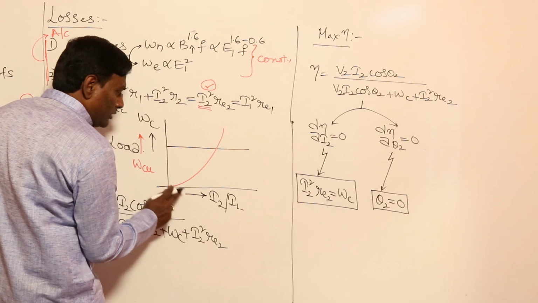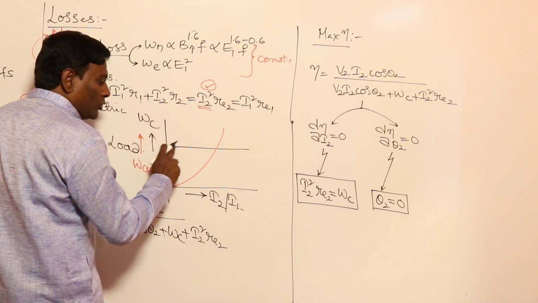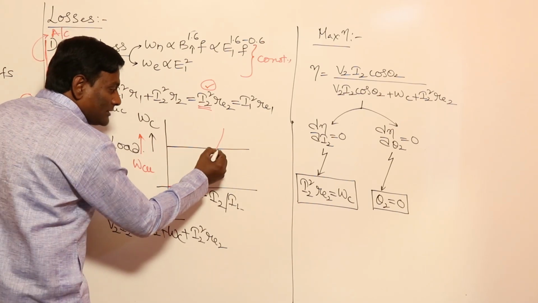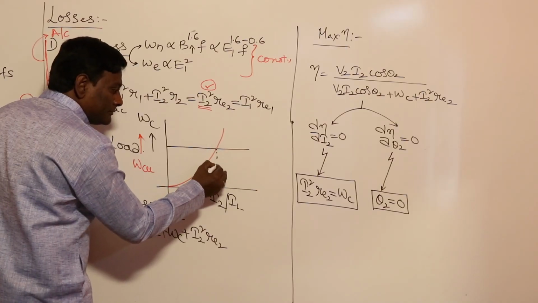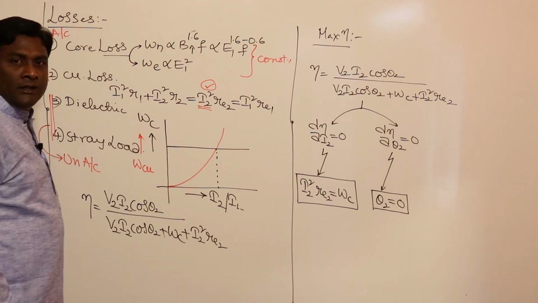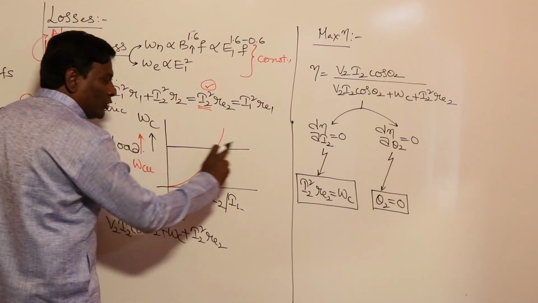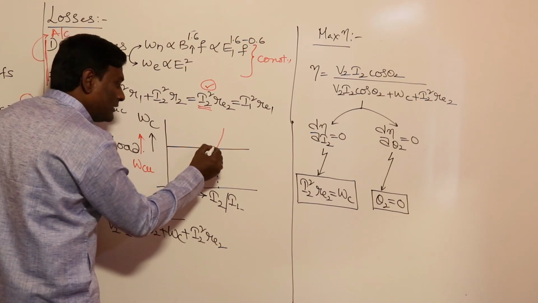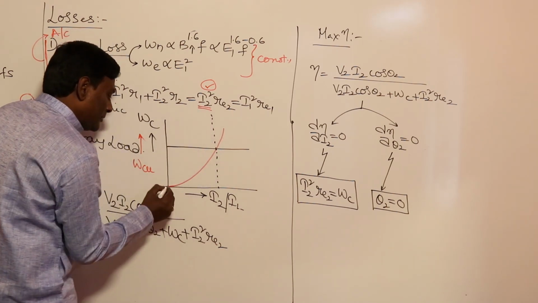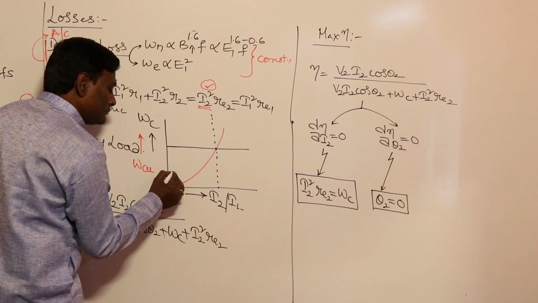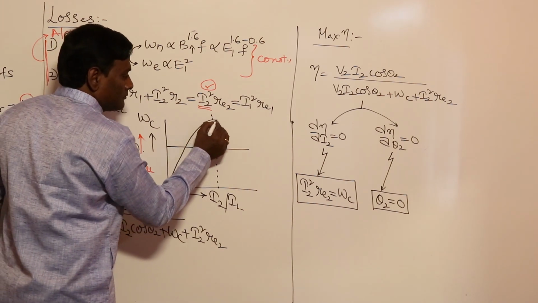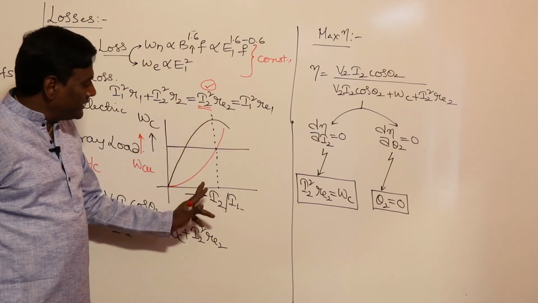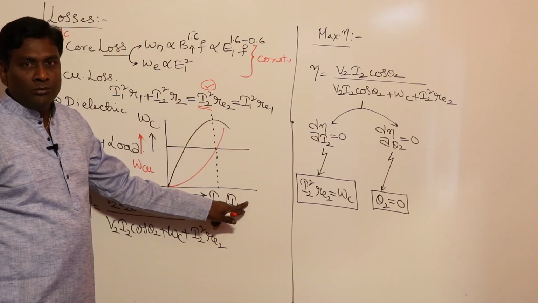So at maximum efficiency, core loss is going to be the constant loss and copper loss is going to be the variable loss. When these two losses are equated here, core loss and copper loss are equal, so maximum efficiency will happen here. Here it is going to get maximum efficiency. After that, efficiency is going to reduce.